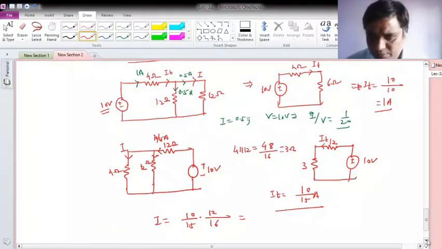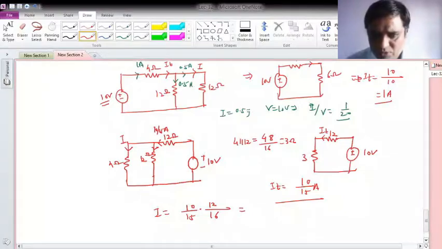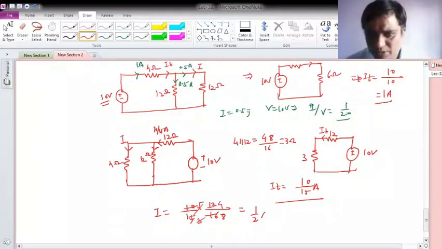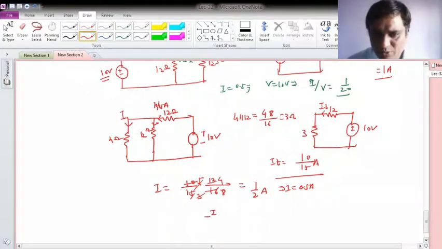Okay, so if you solve it this way, then 3 and then 4 and then 1 by 2, so it is 1 by 2 ampere. So this I is 0.5 ampere, and then I will take the ratio. So I upon this input, the V excitation, how much is it? 0.5 upon 10, which is again 1 by 20.